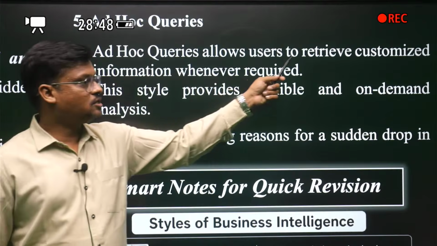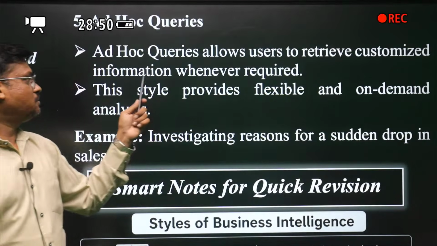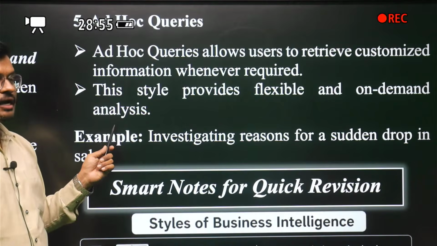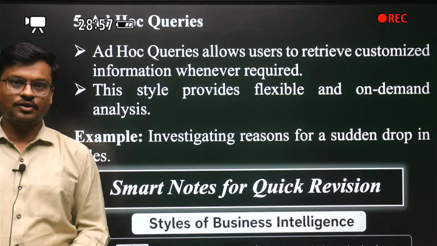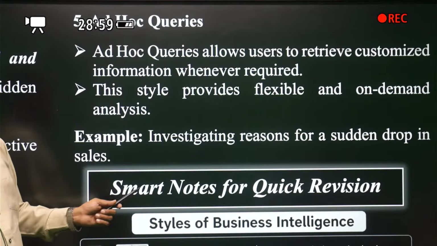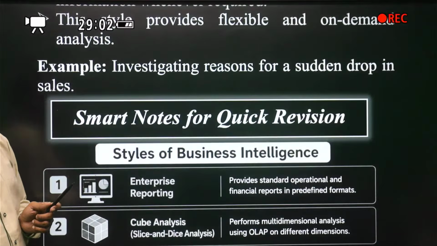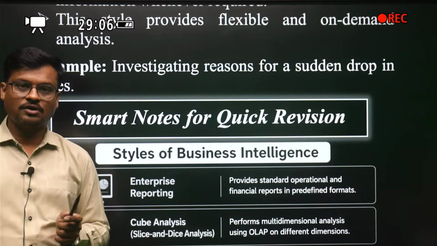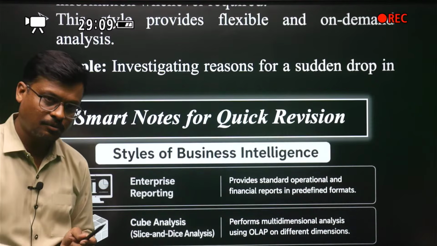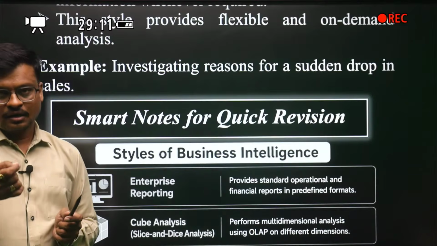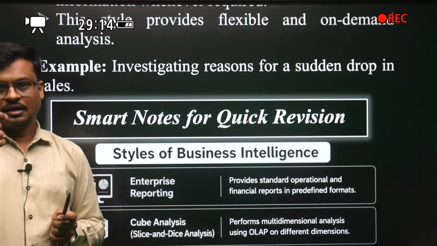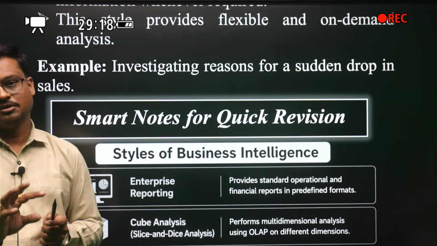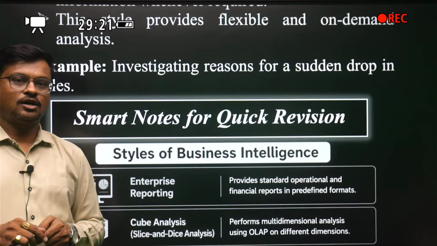Ad hoc queries allows the users to retrieve customized information whenever it is required. This is very simply like on-demand analysis. You just send a request and you are going to get a response out of it. Okay. So the example is investigating the reasons for a sudden drop in the sales. Why have the sales suddenly dropped? What are the things affecting the sales of this particular product can be asked, analyzed, and the information can be obtained from that particular AI integrated business intelligence. This is the ad hoc query process.